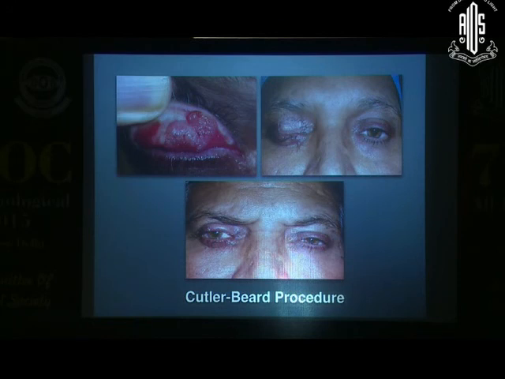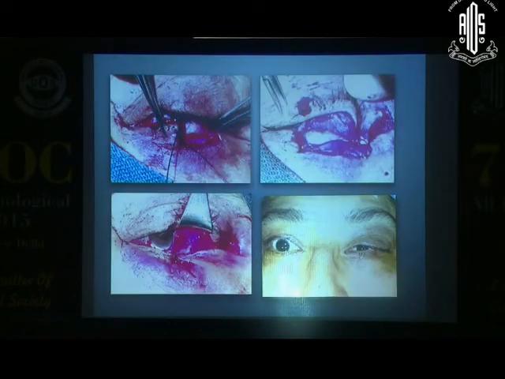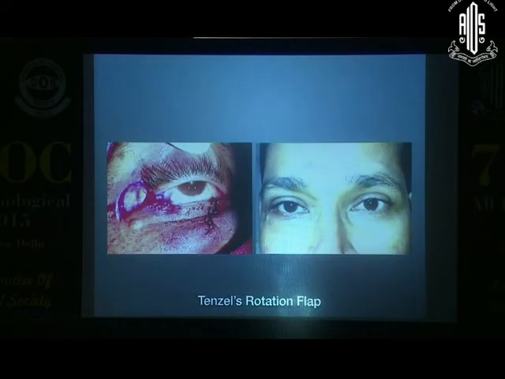So this patient was treated with a Cutler-Beard flap, another patient was treated with a Hughes tarsoconjunctival flap. You need to plan all this. So I'm not going into surgical details because this session is mainly about identification. And this patient was dealt with by Tenzel's flap.